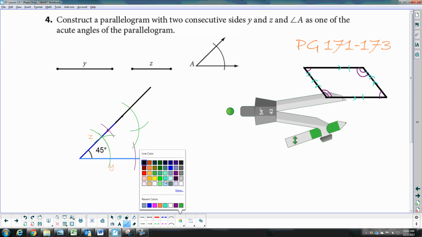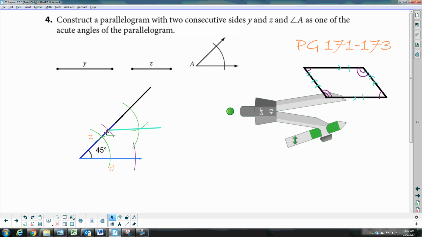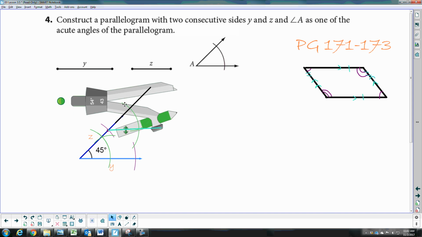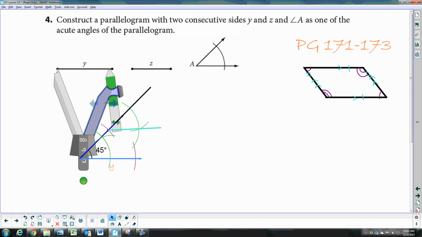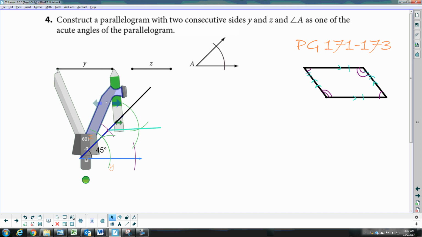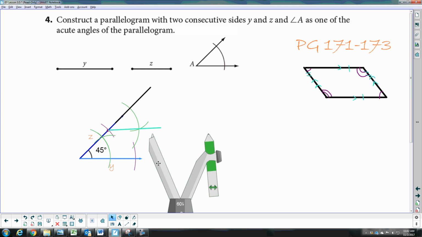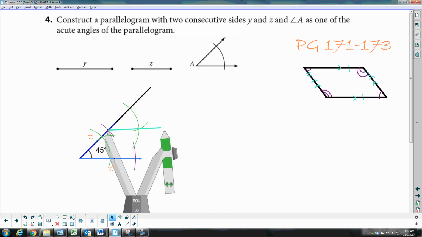I'll make it lightish blue. Okay, so it's going to go through this point here and through that point. Now I also know that it has to be the same length as y, because my opposite sides for my parallelogram are going to be congruent. So I can construct another parallel line to z if I want, or I can just make sure that this is y, and either step you do will give you a parallelogram. But I think it's a little bit easier to duplicate a segment than it is to duplicate an angle. So that's why I'm going to do it this way.